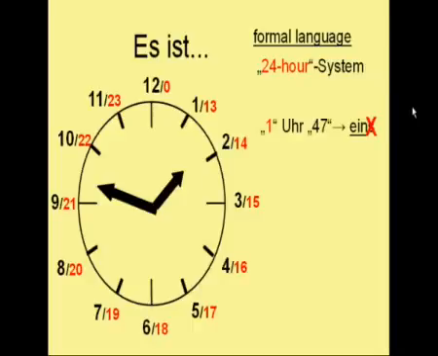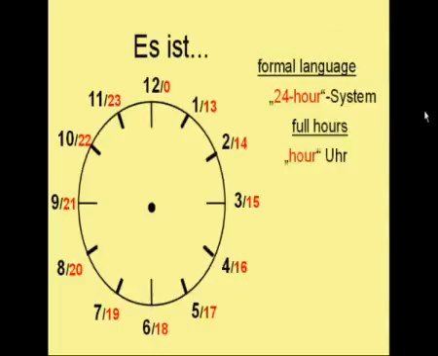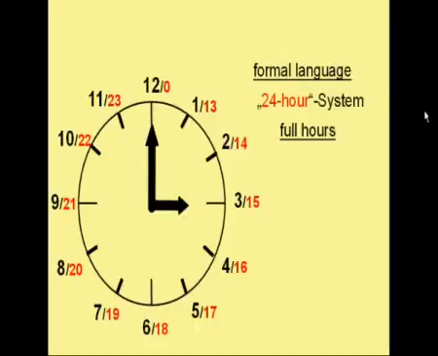And what would you say for PM? Es ist 13:47 Uhr. Now in case we have full hours, we mention, just like in English, only the number of the hour without additionally mentioning the number of the minutes, which are 0 in this case. So how would you tell the time in this case? If you mean AM, Es ist 3 Uhr. And for PM, Es ist 15 Uhr. Easy, right?